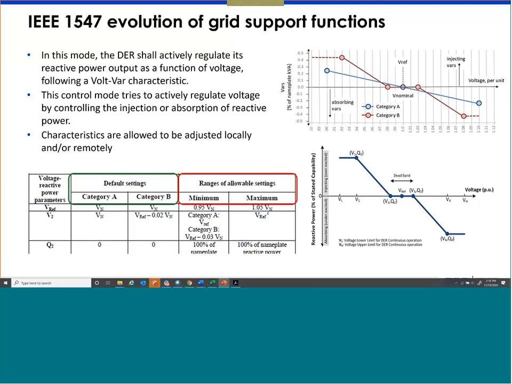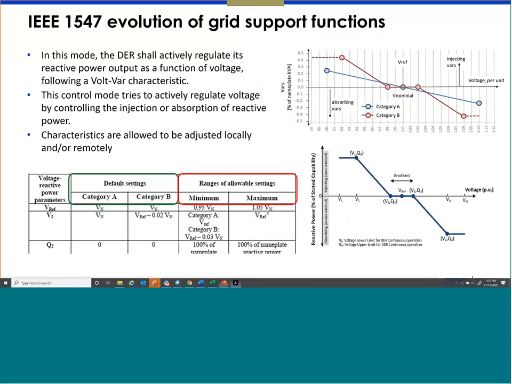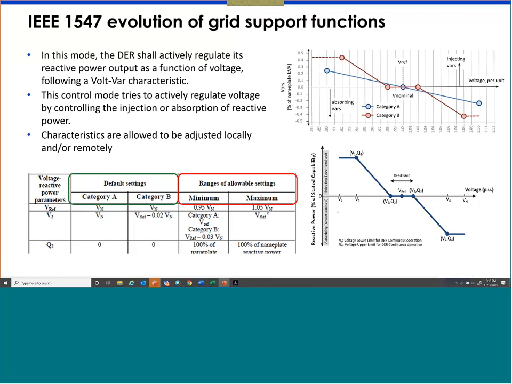I'm not showing the entire table because I'm not supposed to copy the entire IEEE standard, but you can get an idea that for all these four pairs of points, VREF and the open loop response time are specified. And the open loop response time is actually, forget this number, for category B, the default is 5 seconds, and the fastest can be 1 second and the slowest can be 90 seconds. I said half a second, but that's not correct. For category B, the response time default is 5 seconds, minimum 1 second, maximum 90 seconds.